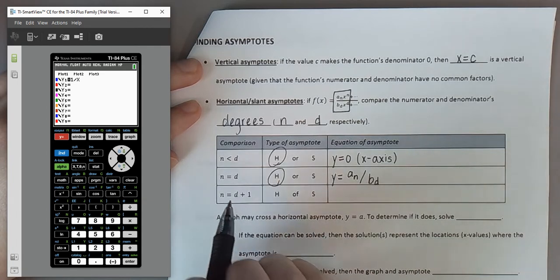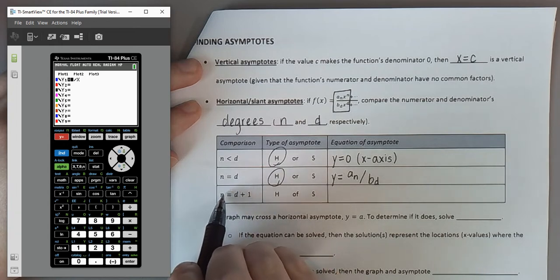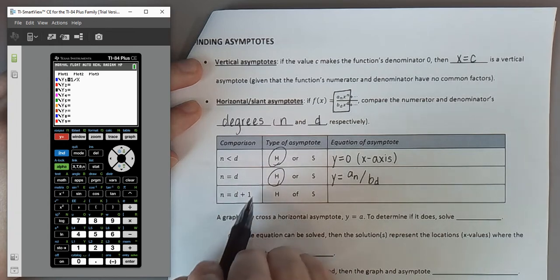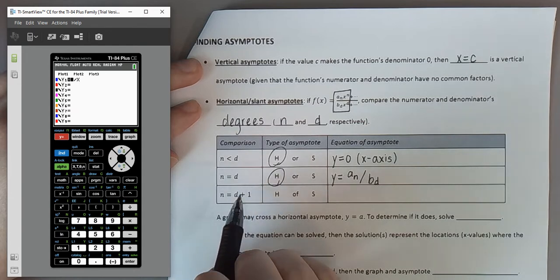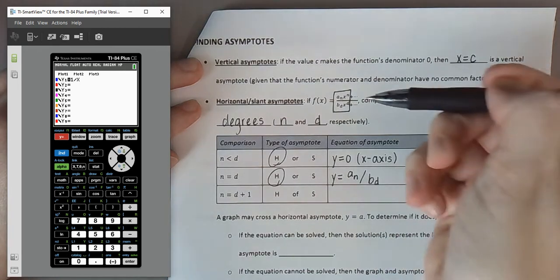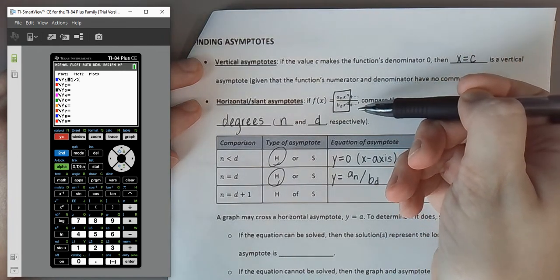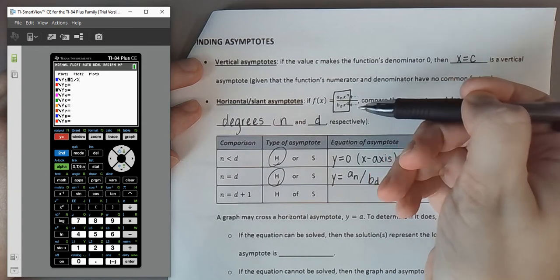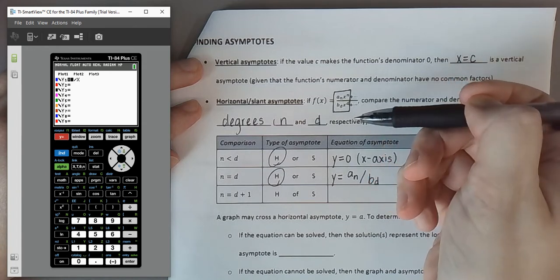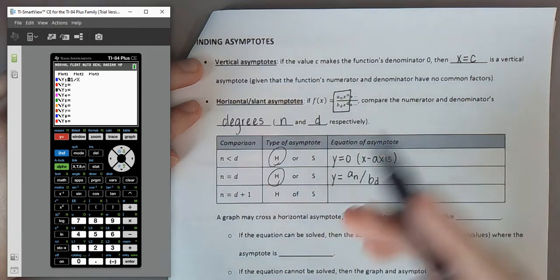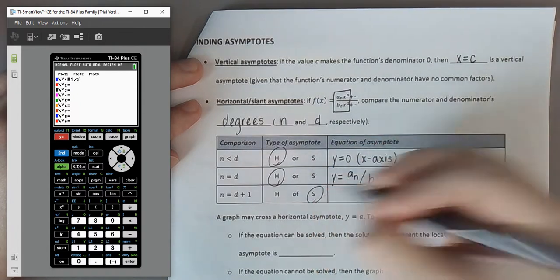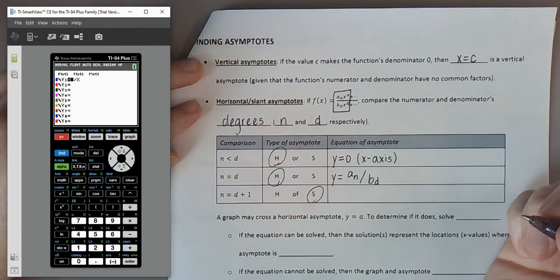However, if we fall under the specific case where the numerator's degree is exactly 1 more than the denominator's degree, so that would be like quadratic over linear or cubic over quadratic, they differ by just 1 and the numerator is higher than the denominator. That's going to be the special case and the only case where we have a slanted asymptote. It's going to be a diagonal line.